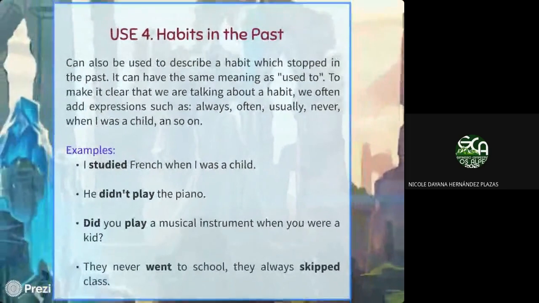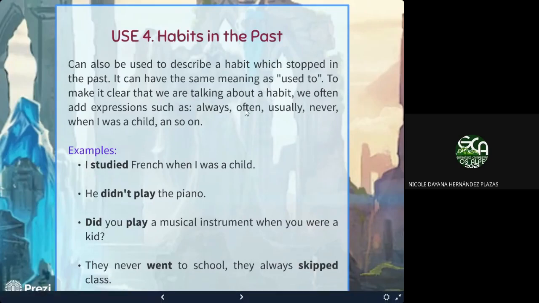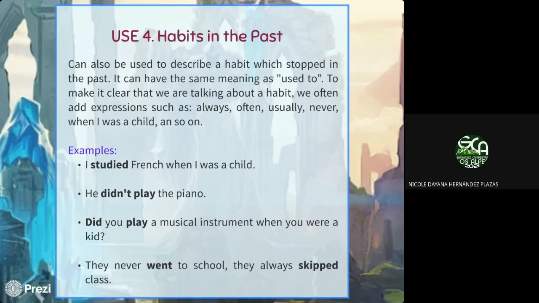Thank you. So, my dears, habits in the past. Do you remember that? I explained this when we talked about past simple. When you used to do something, but you don't do it anymore. Okay? You have this, always, often, usually, never. Eso se llama frequency adverbs, acuérdense. Adverbios de frecuencia.